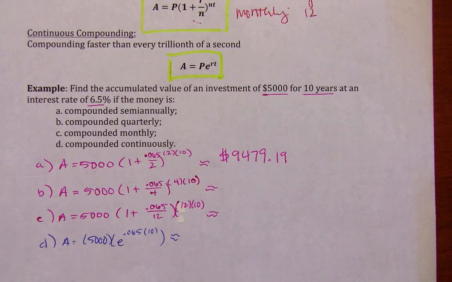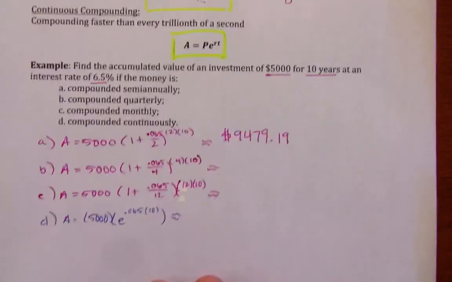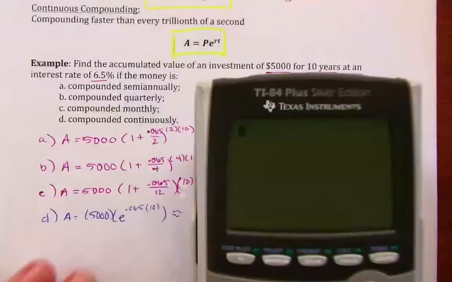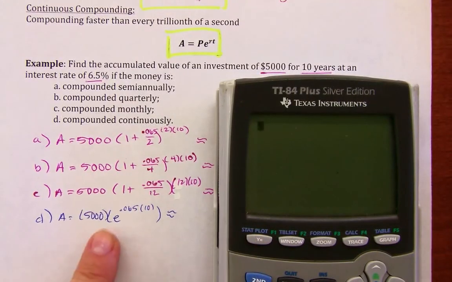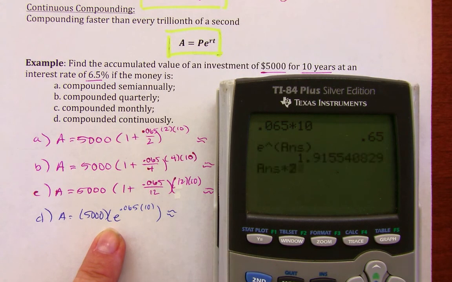Now I'm going to calculate the rest of these really quickly. Okay, so we have, let's see. Actually, I'm going to skip because my video is about to run out. I'm just going to skip to this last one. Plugging these two in is very similar, and you can go ahead and do that on your own calculator. For this last one, we want to plug in 0.065 times 10 and e to that power times 5,000. And that's our answer.